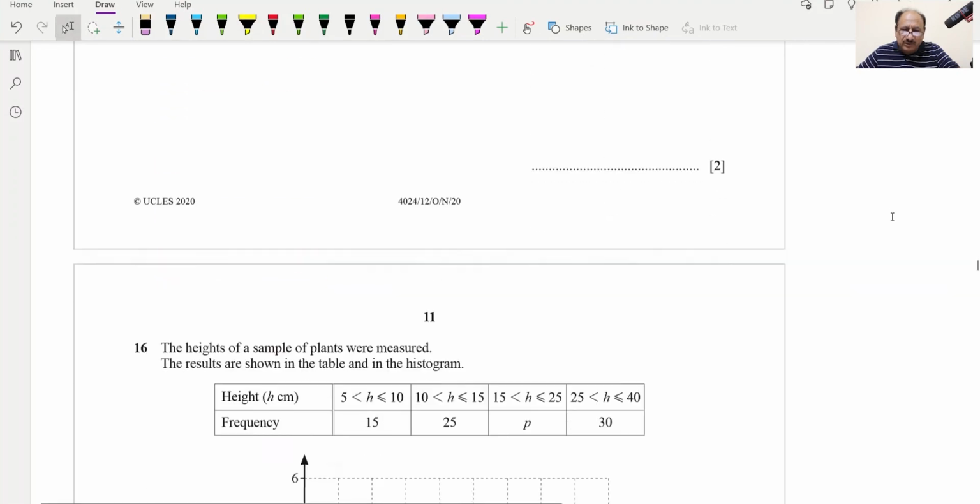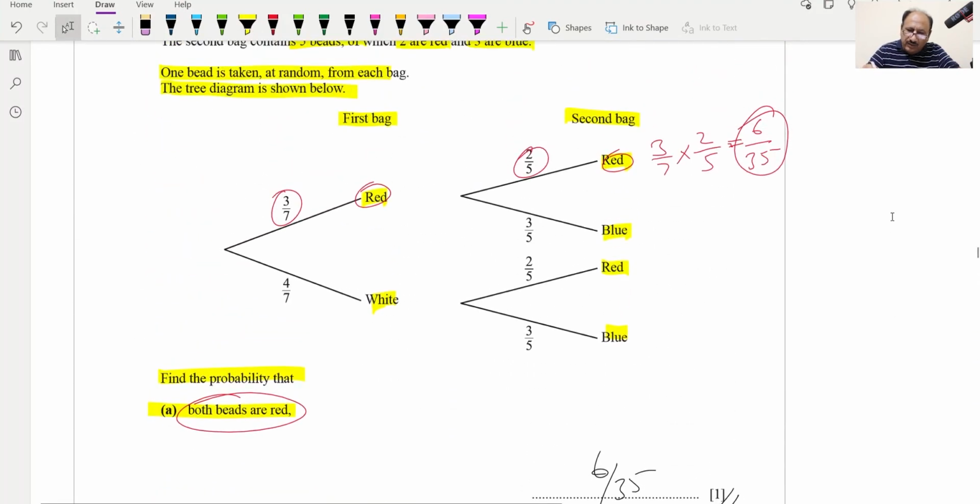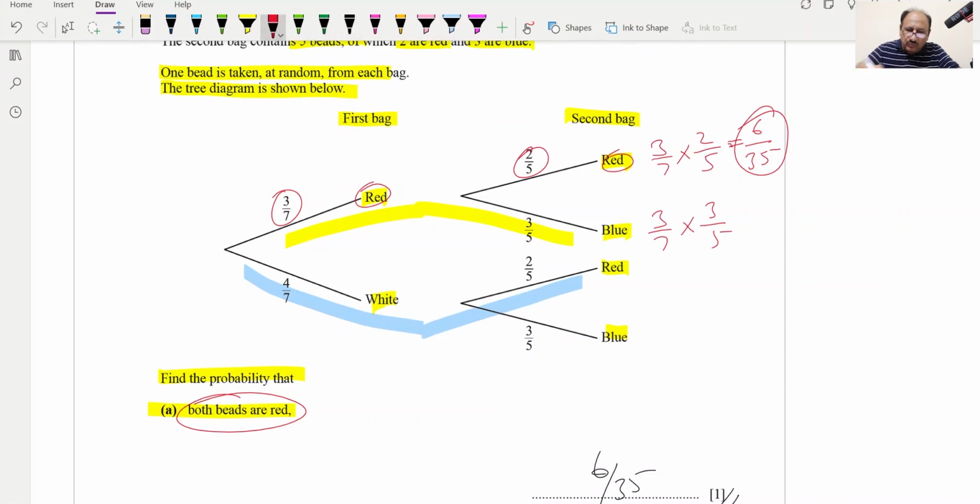And C part, exactly one bead is red. Exactly one is red means what? We will be checking for one red. One red can be this route, which is giving us 3/7 into 3/5, and second one red will be this route, and this will be 4/7 into 2/5, and this will be equal to 9/35, and this is equal to 8/35.